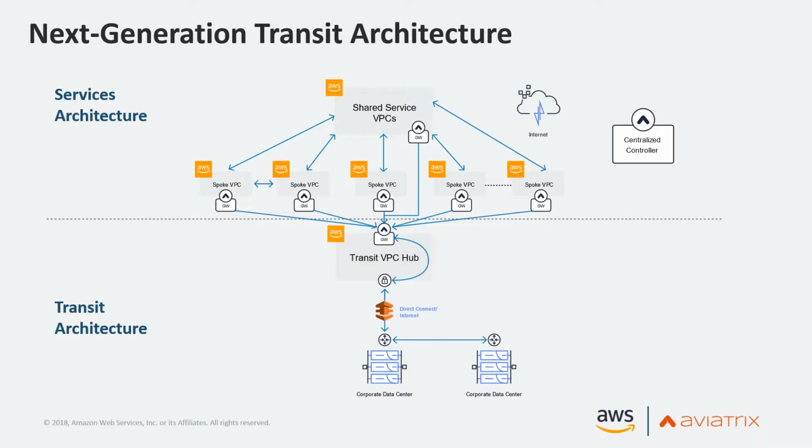The whole philosophy is that it's centrally managed, even though the data streams are fully distributed, meaning that traffic only goes through the transit hub to reach on-prem. The traffic from spoke to spoke is a direct connection, either over AWS peering or Aviatrix peering, or to shared service. And traffic egressing to the internet is also distributed across the gateways. So there isn't a single performance bottleneck in the entire system, and it's fully distributed.